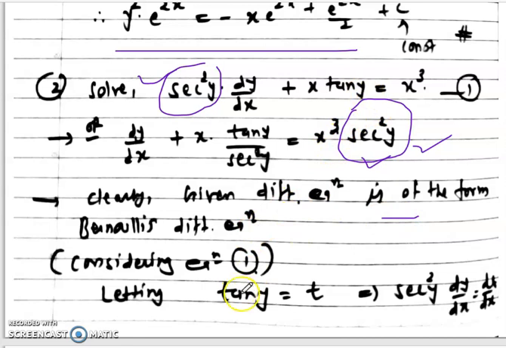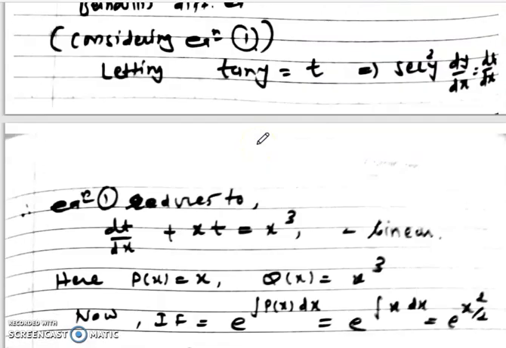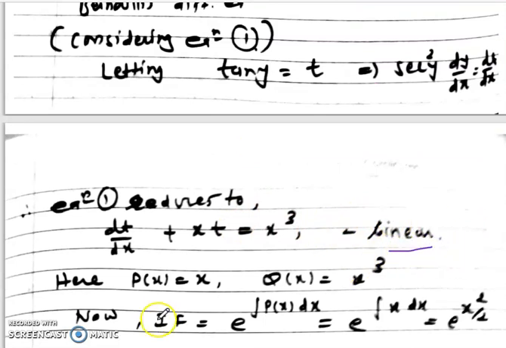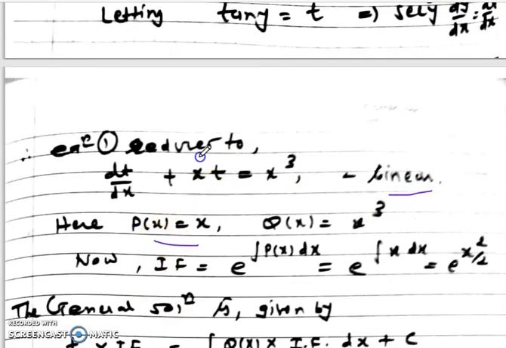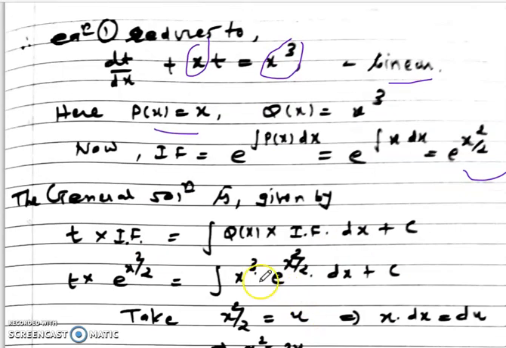So what is our next target? Here the second term has a function of y, that is tan y, and let tan y be equal to t. So we get sec square y into dy by dx is equal to dt by dx. So it is going to be dt by dx plus x into t is equal to x raised to cube, and this is exactly linear. So p of x is equal to x and this is q of x. Therefore the integrating factor is e raised to integration p of x dx, so we get e raised to x square by 2.